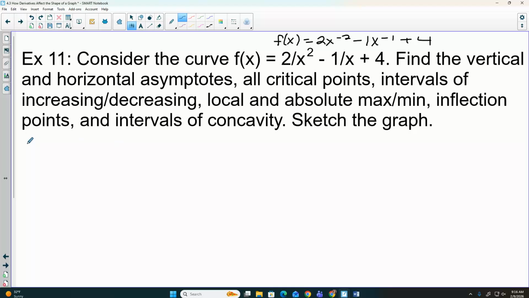We have done those before. It's just been a little bit. Do you remember how we found the vertical asymptotes? When the bottom is 0, so in this case x equals 0 is a vertical asymptote.